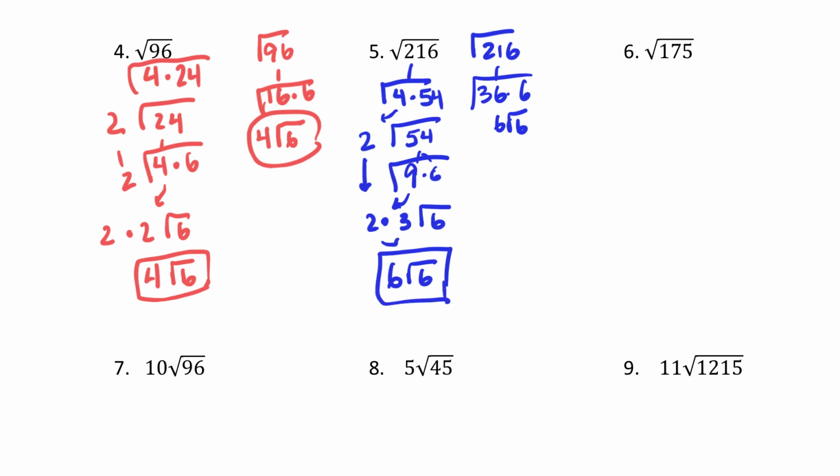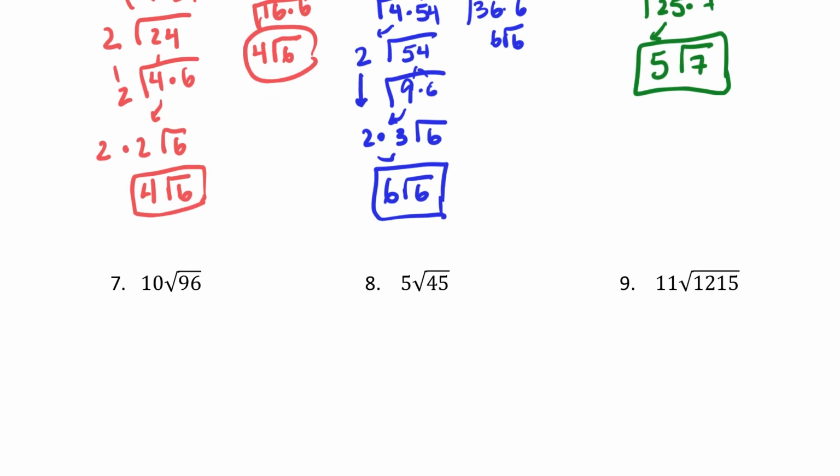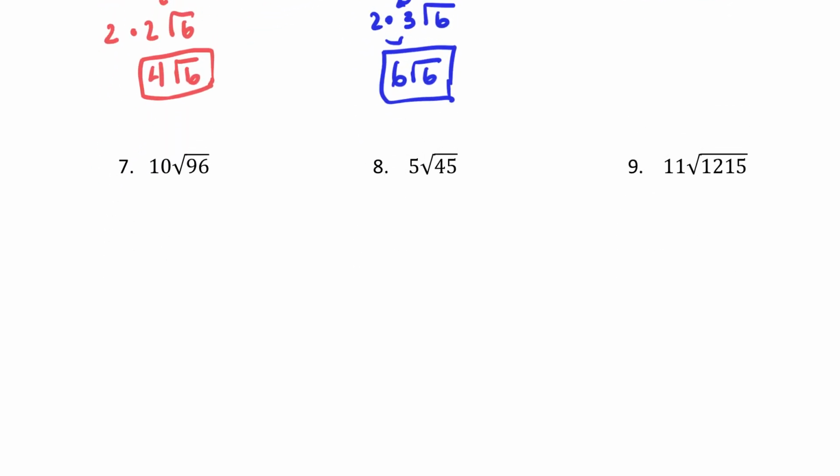Again, if you can't think of the big numbers that go into it or don't want to divide out those big numbers, start with the small ones. You can always do the factor tree method as well. Taking a look at number 6 here, this we know 25 will go into it 7 times. So root 25 times root 7. So the square root of 25 is 5, and you have left over the square root of 7. All right, let's get on to these last batch of problems.